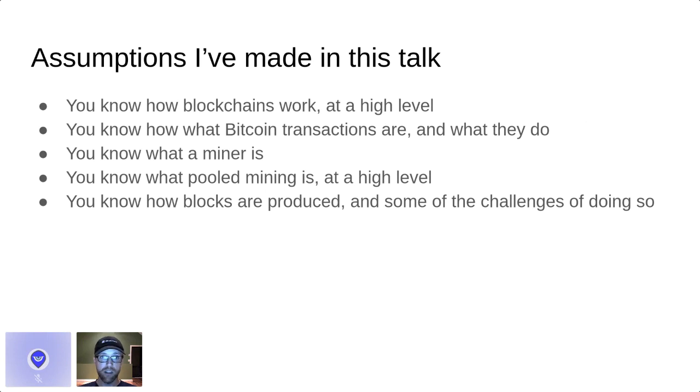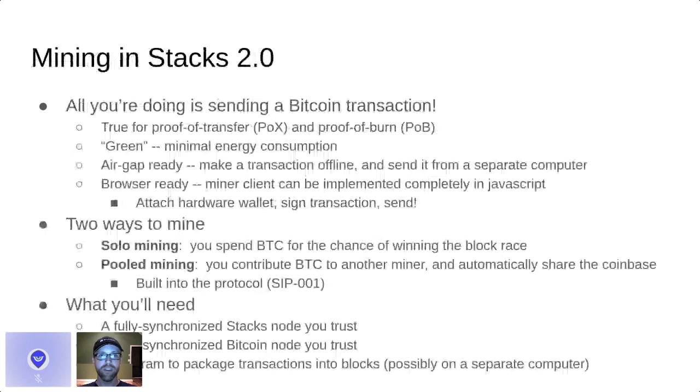That said, let's talk about mining in Stacks 2.0. So I have some good news. The only thing you need to do to mine a block in Stacks 2.0 is to send a Bitcoin transaction. This is true for both of the consensus protocols the system supports, proof of transfer and proof of burn. And it's great from a mining perspective, as far as mining perspectives go, in that it's much greener than the alternative because the energy consumption required to make a Bitcoin transaction is minuscule.